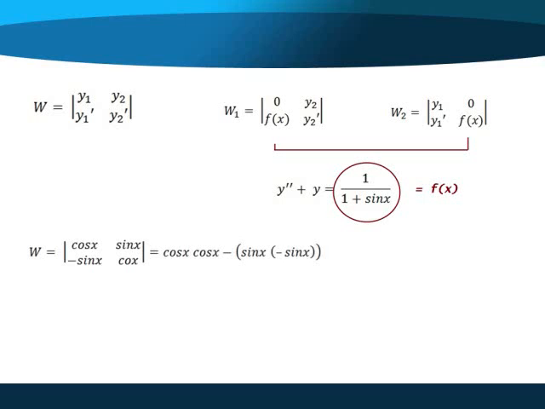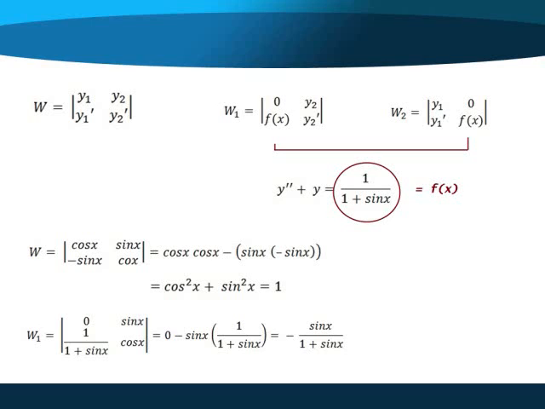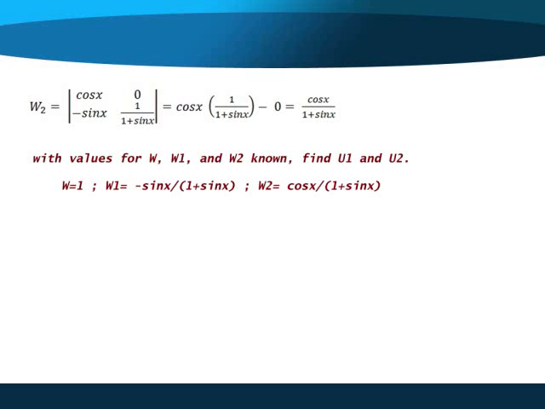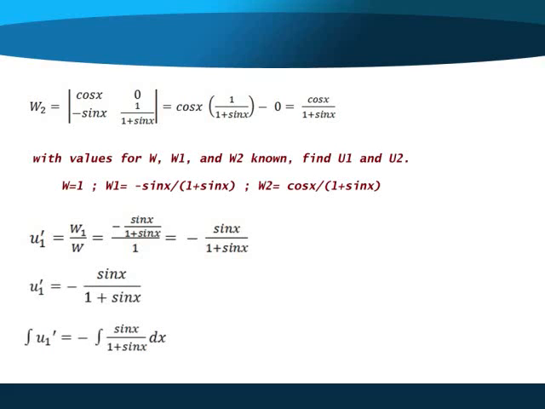So we now have w equal to 1, w1 equal to the negative of sine x all over 1 plus sine x, and w2 equal to cosine x all over 1 plus sine x. With values for w, w1 and w2 known, we find u1 and u2. For u1, u1 is equal to the integral of w1 over w. Substituting the terms, we have the integral of negative sine x all over 1 plus sine x.